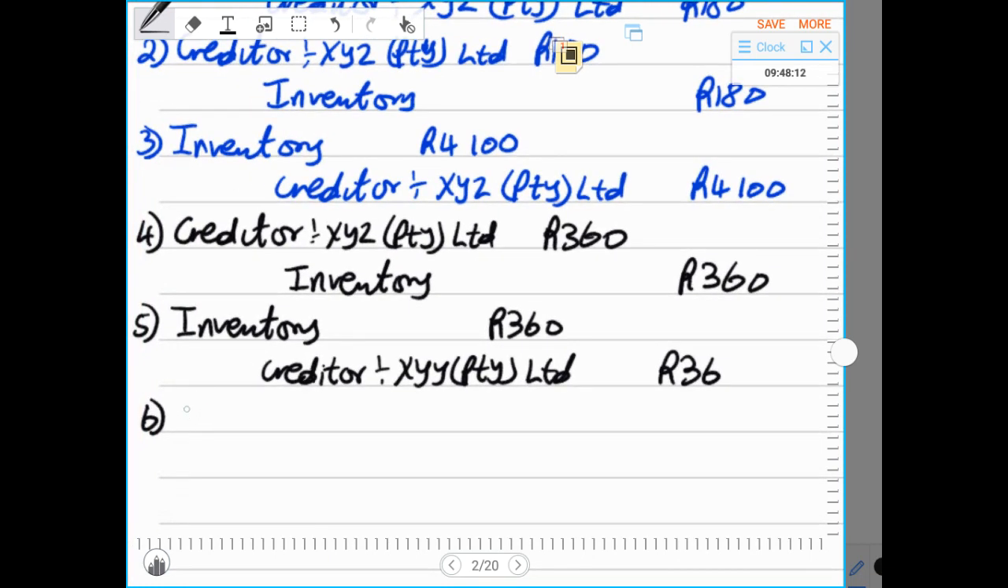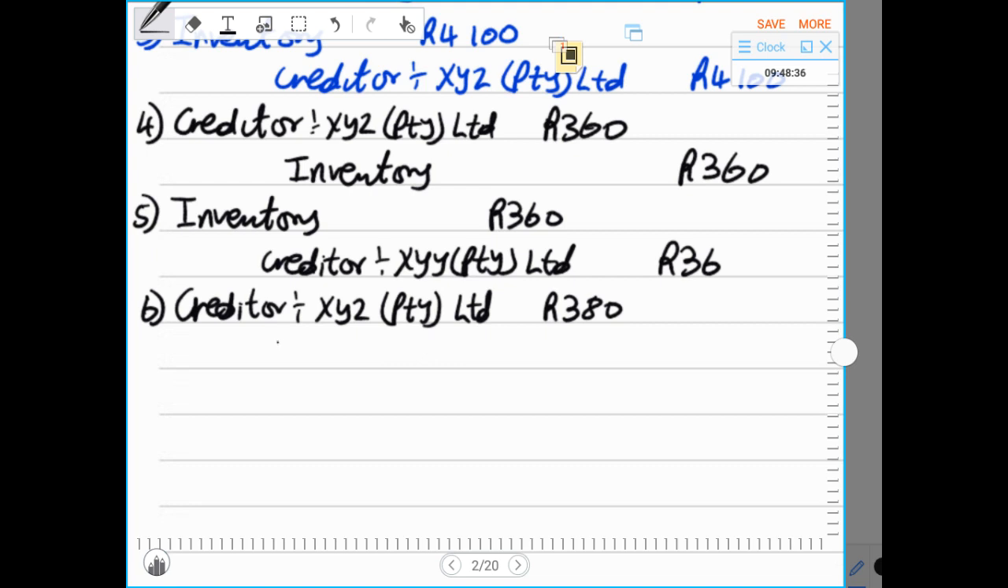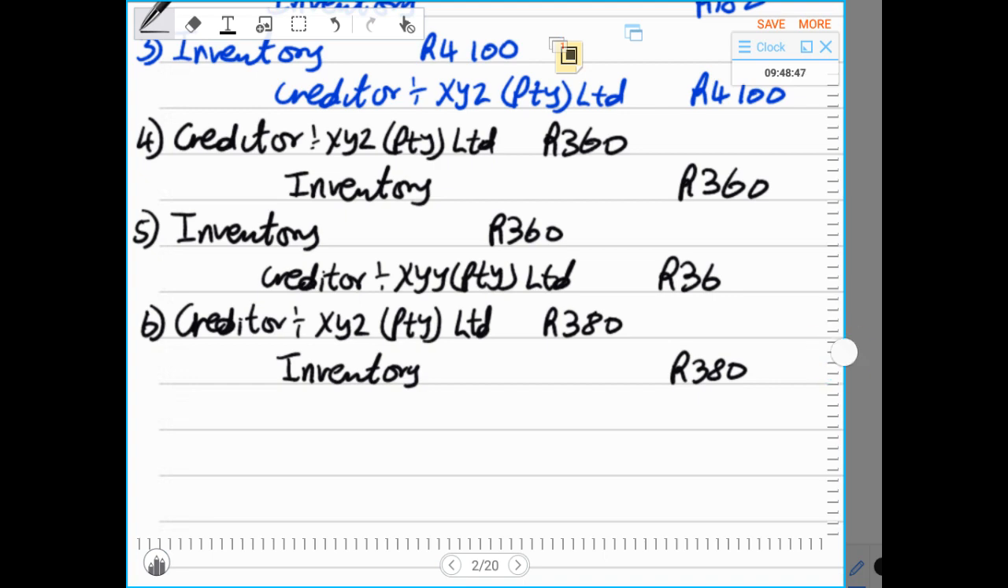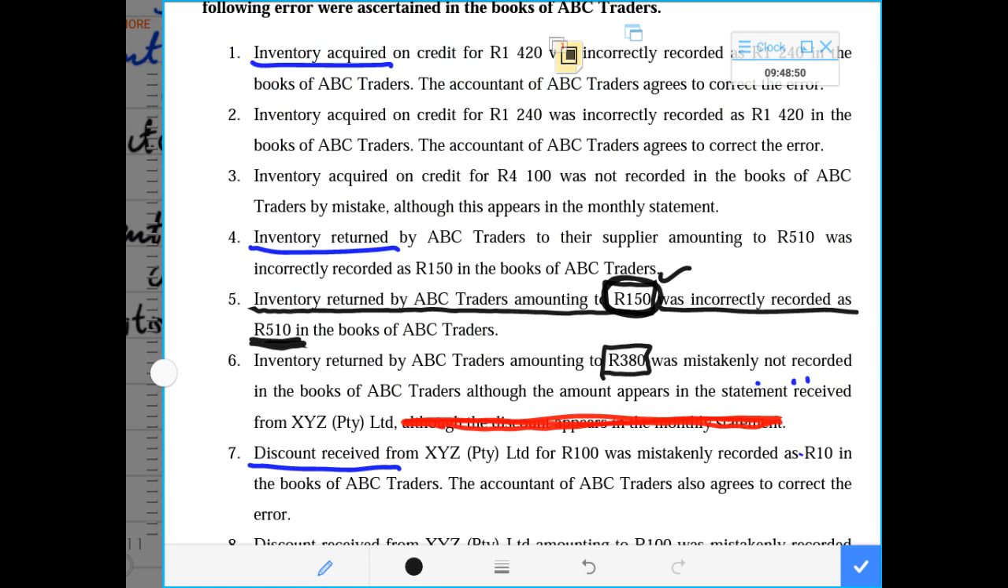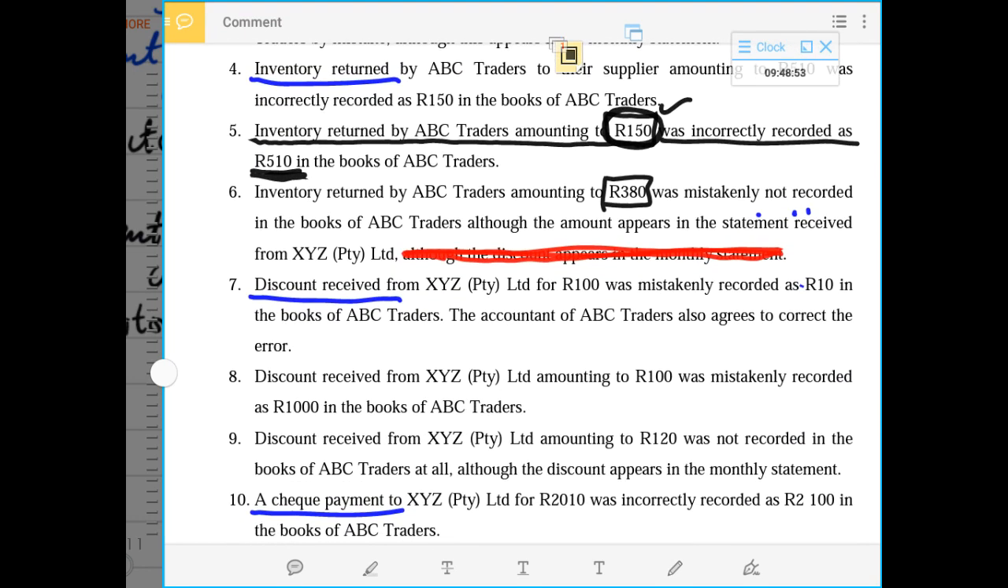So now we go and record this, and we know that if we return inventory, our creditor will decrease because we are returning inventory. XYZ Pty Ltd. We are reducing how much we owe to our creditor. 380 is the amount. Because inventory is returned, or given back to the creditor, we have decreased our inventory and given that inventory back to our creditor. So now let us proceed on that same note, and we go to number 7.